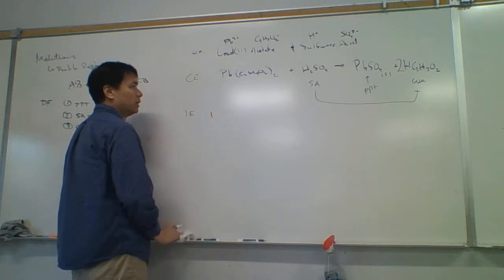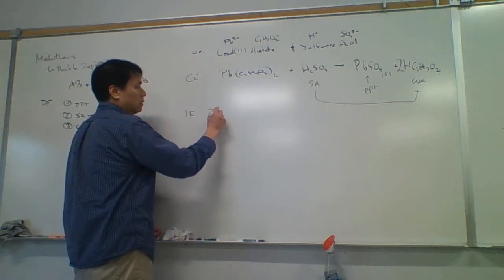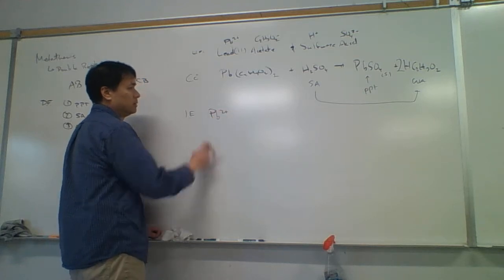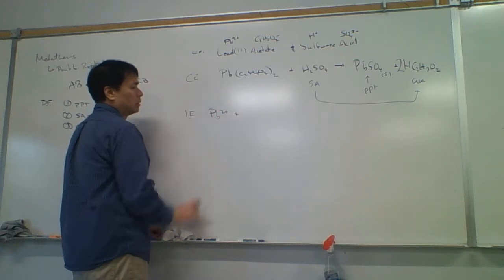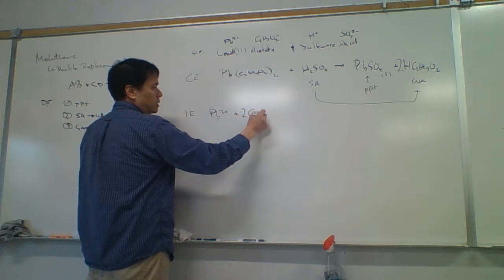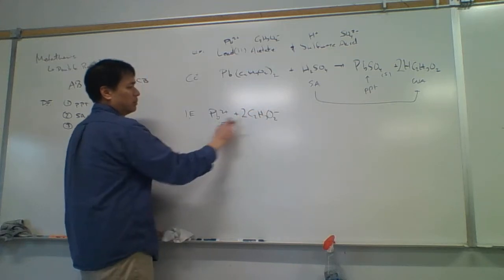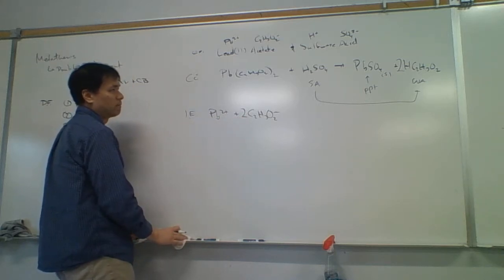But anyway, lead II acetate. All acetates are soluble, so this is a soluble salt. We're going to ionize it into what? The charge is very important. If you don't have the charge there, it's not correct. And acetate, how many acetates? 2 acetates. So we have to make sure it's correctly balanced. For every Pb2 plus, we're going to split off 2 acetates.